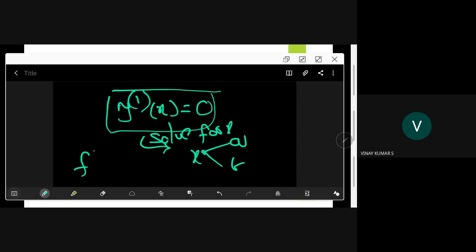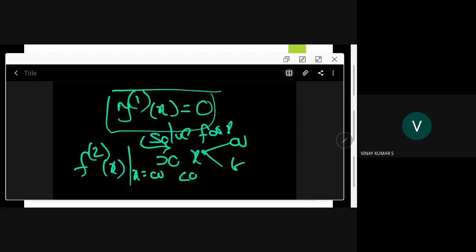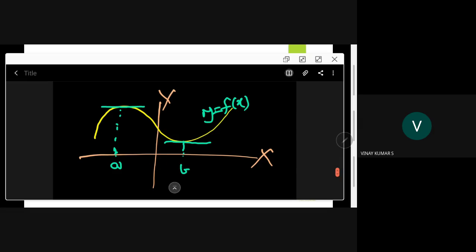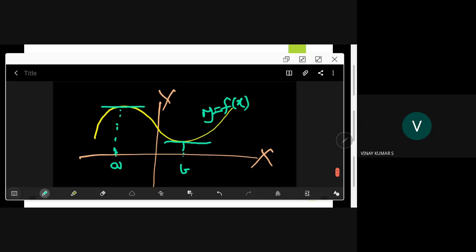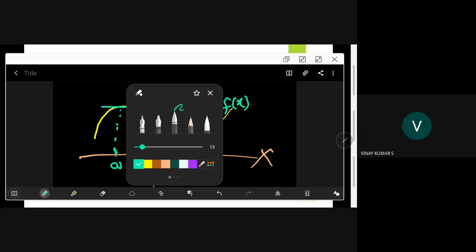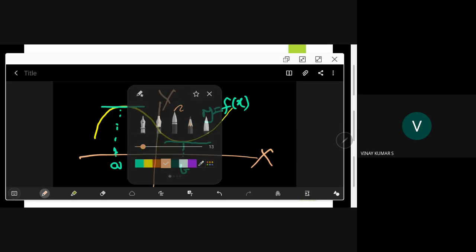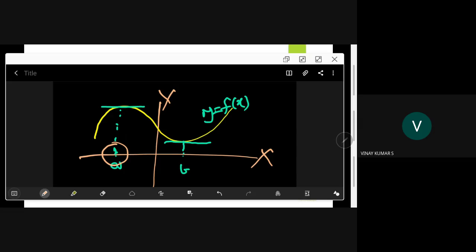Now you look at the second order derivative of f at x is equal to a. If it is greater than 0, we say it is minimum. If it is less than 0, we say it is maximum. They are called extreme values. So at this point we have maximum value, and at this point we have minimum value.